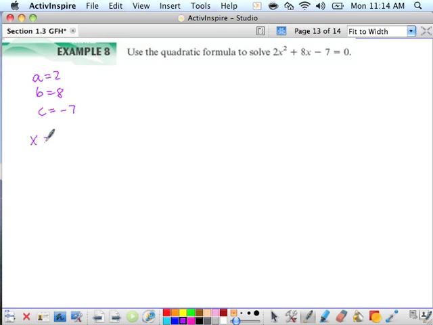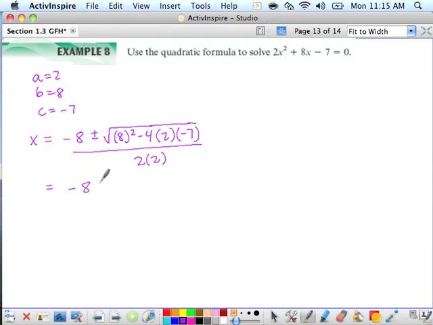So we have x equals the opposite of b, which in this case is negative 8, plus or minus the square root of b squared minus 4 times a times c, all over 2 times a. So that gives us negative 8 plus or minus the square root of our discriminant, all over 4. Has anyone calculated a discriminant yet?